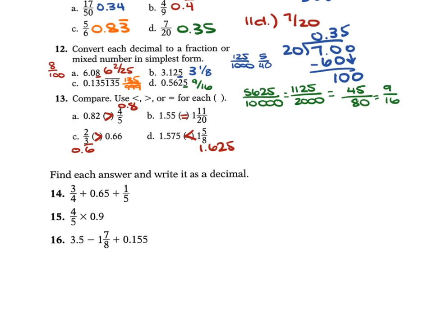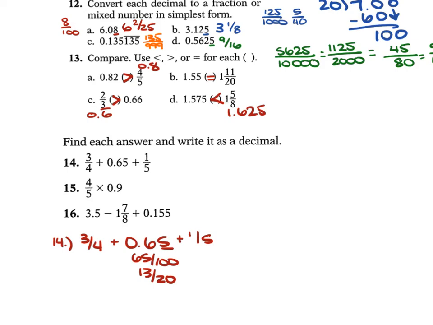For 14, we are adding these. So we have 3/4 plus 0.65 plus 1/5. So my 0.65 is the same thing as 65 over 100, because the 5 is in the hundredths. If I simplify this, the 65 turns into 13 over 20. So we can find the greatest common factor here, which is 20. So this 3/4 is something over 20. We multiply the 5 by 4 to get 20, so 3 times 5 is 15 over 20. And then the 1/5 is the same thing as 4 over 20.